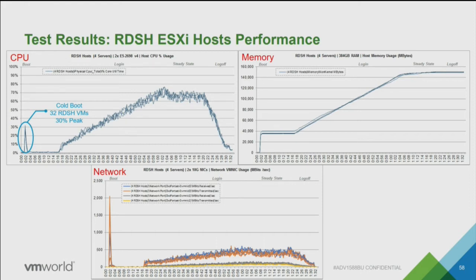So cold booting all 32 RDSH VMs, you see it get a spike around 30%. Not too bad. This was VDI, and you're trying to run 175 user sessions. You guys know that would be a little bit more aggressive, right, for that one. But for RDS, 32, not bad. Next up, steady state, so 65% average CPU utilization doing steady state. So, at full mass, that's not bad at all.